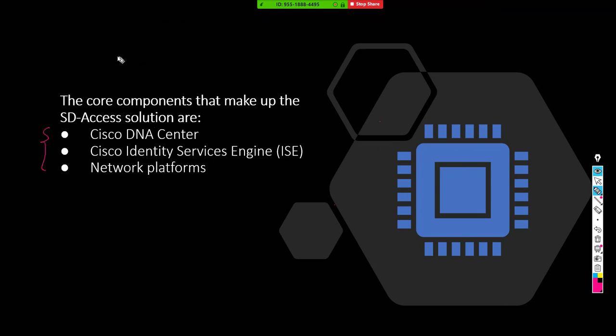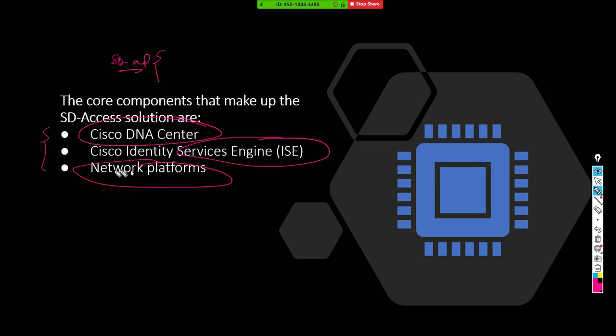So your SD access components: this is DNA center and ISE for policy, and your network platform. Network platform is nothing but your campus design, which is underlay, and this acts as your overlay. Okay, so these are the components of SD access.